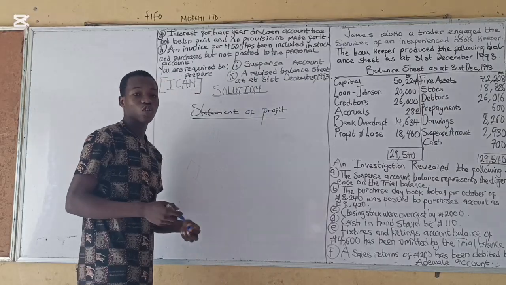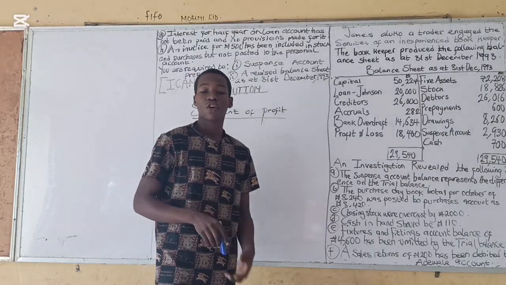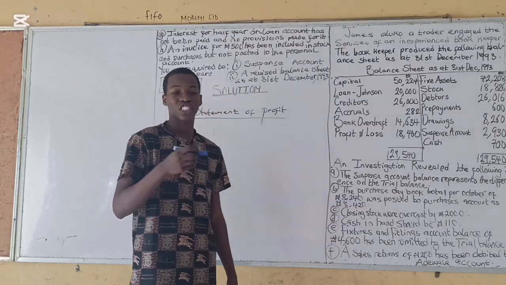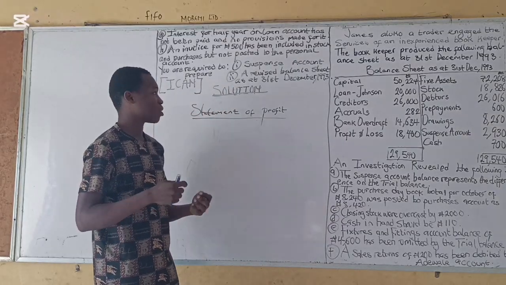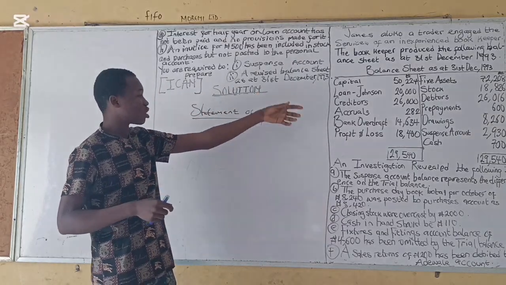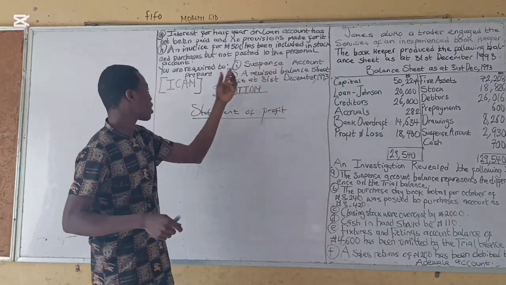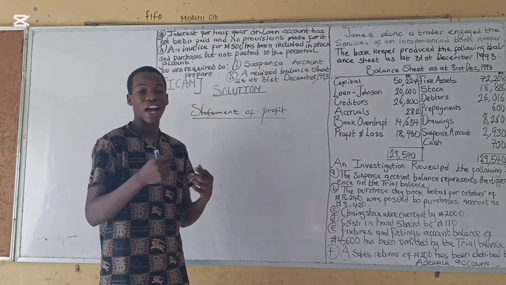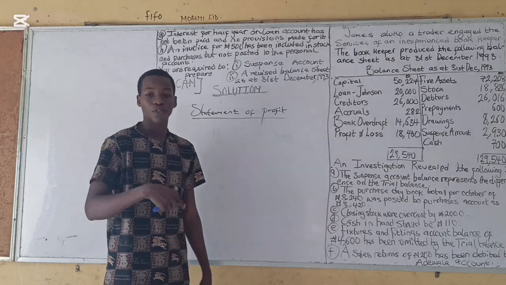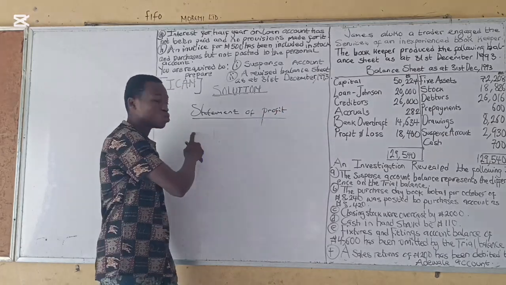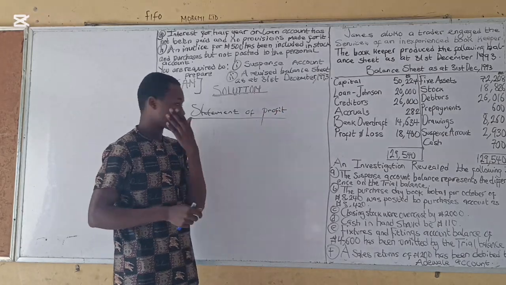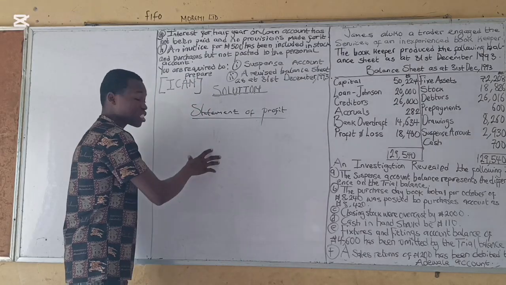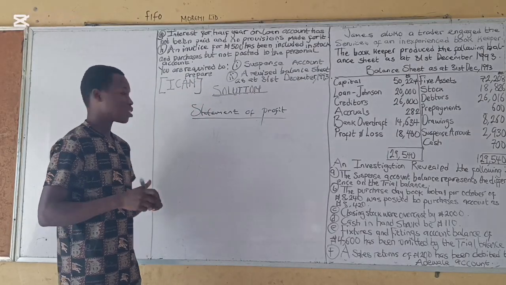The question is not going to tell you to prepare a statement of profit, but put it in the back of your mind that you need to. If you look at the question I have written on the board, they only wrote that you are required to prepare the suspense account and revise the balance sheet. But before you can revise the balance sheet, you need this. It's very important, and it's very simple.